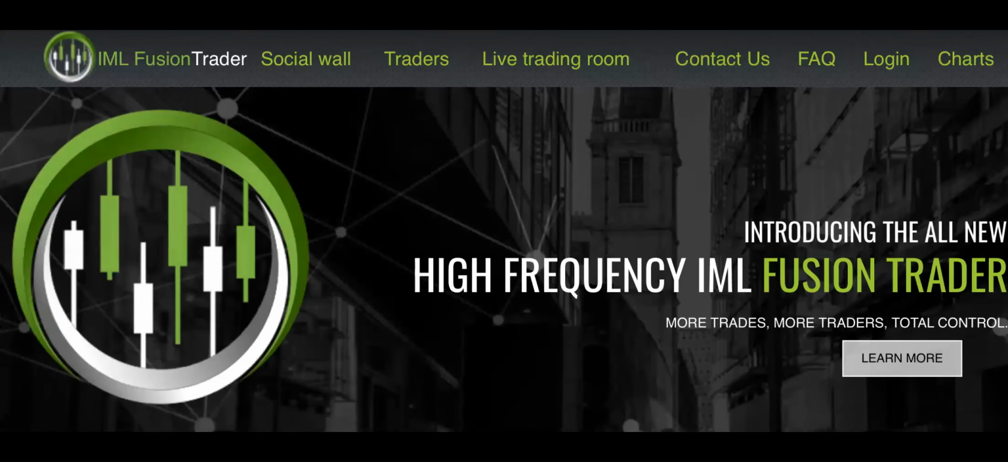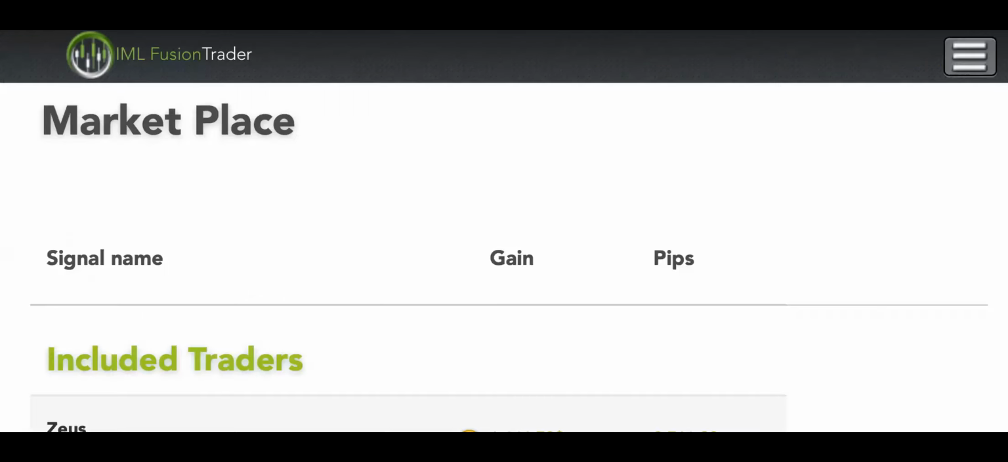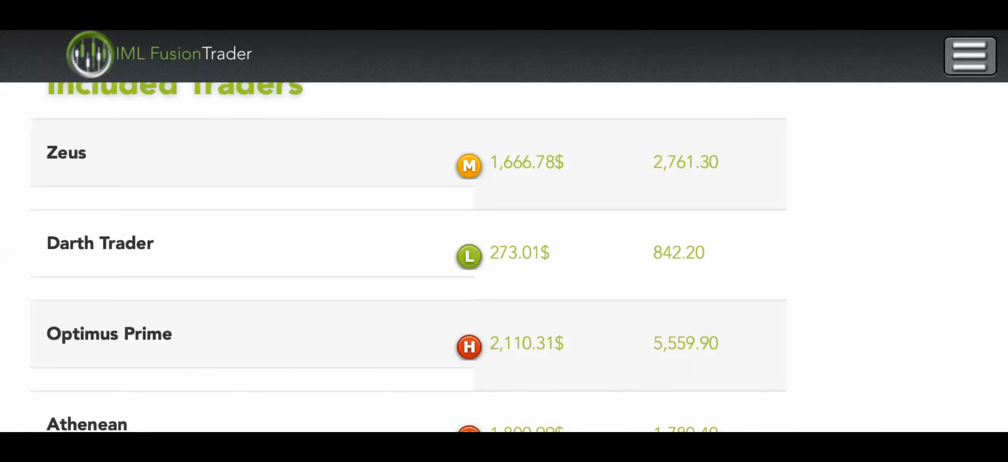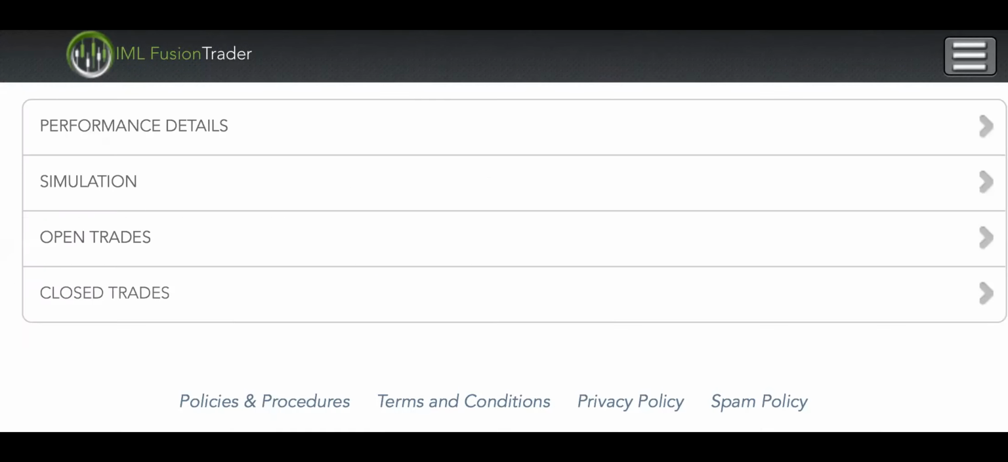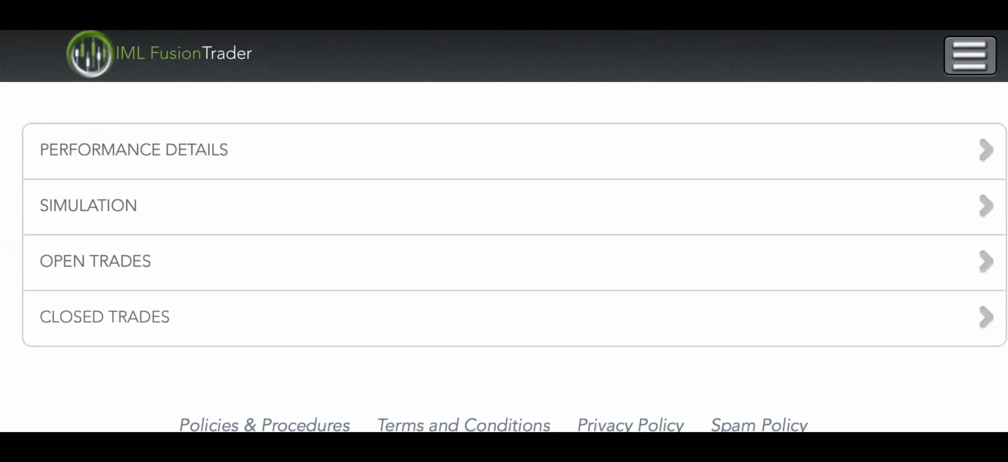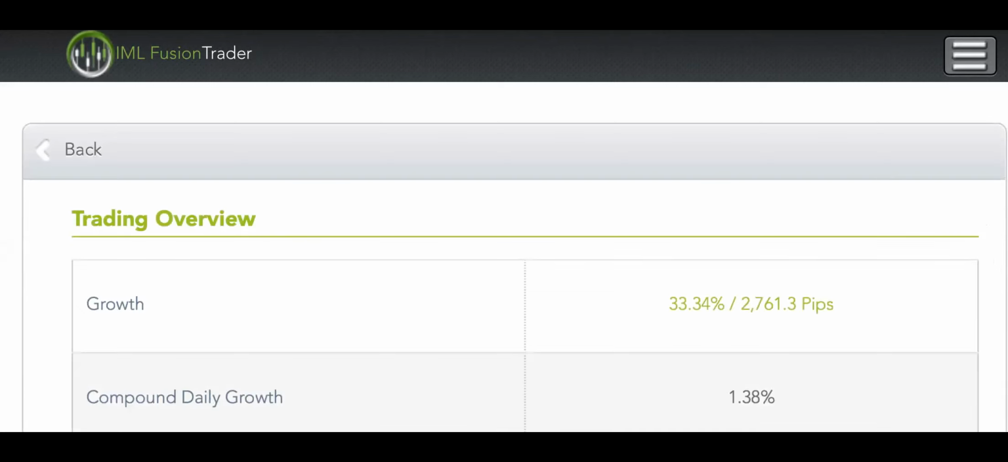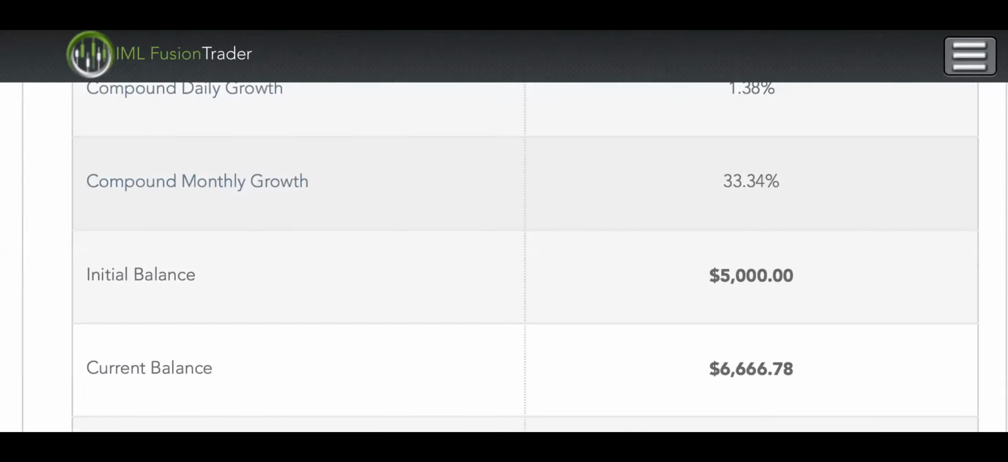The simulation on the Fusion Trader, I'll show it to you again. Once you go to traders and you actually pick a trader, so let's pick Zeus. When you scroll to the bottom here, right under performance details, you see simulation there. Since I have Zeus here, let me go ahead and pick the performance of Zeus.